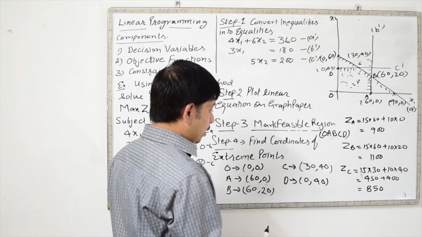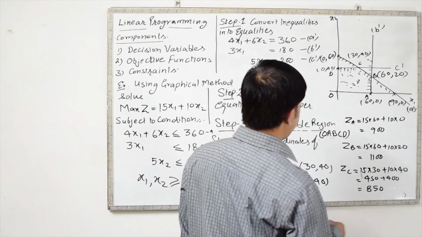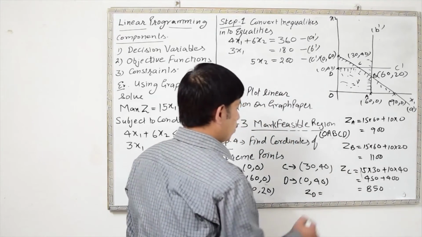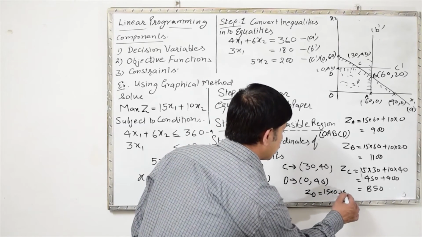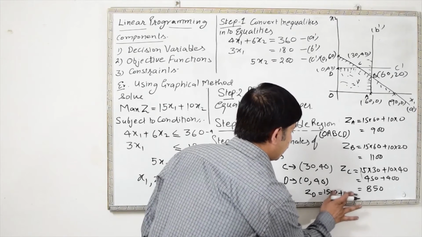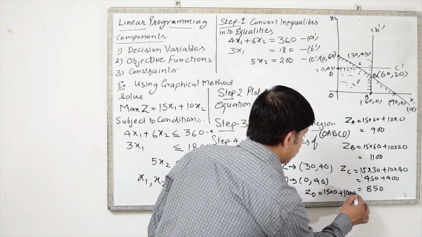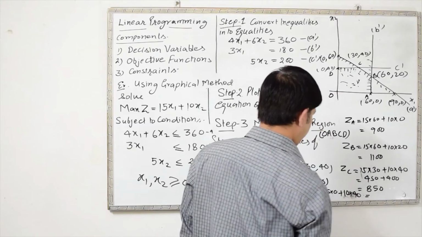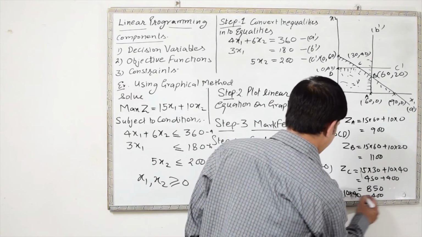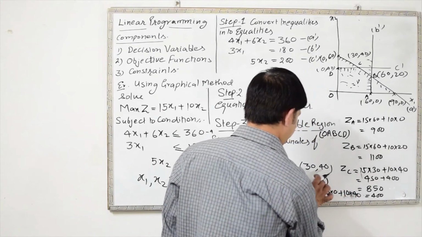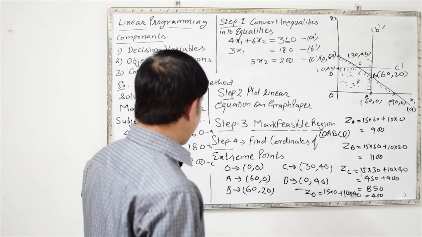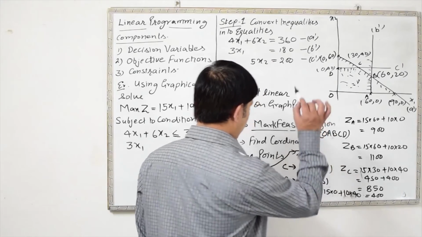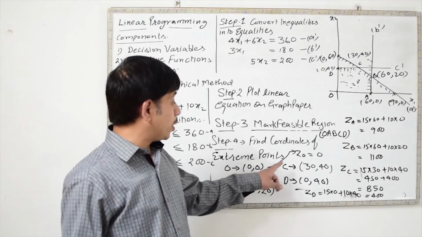Now, what is ZD? ZD is equal to 15 into 0 plus 10 into 40, which is 400. And ZO is 0, because 15 into 0 plus 10 into 0 is 0.